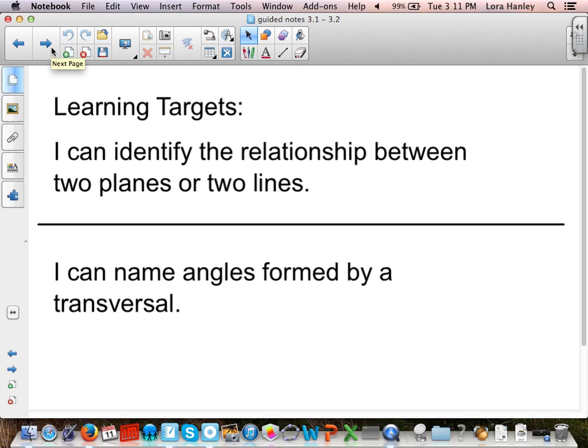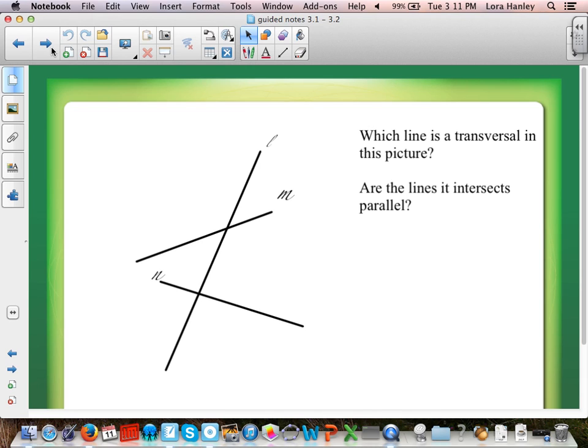Your learning targets for today are: I can identify the relationship between two planes or two lines, and I can name angles formed by a transversal. So first we have that word transversal, which is probably new to most of us.